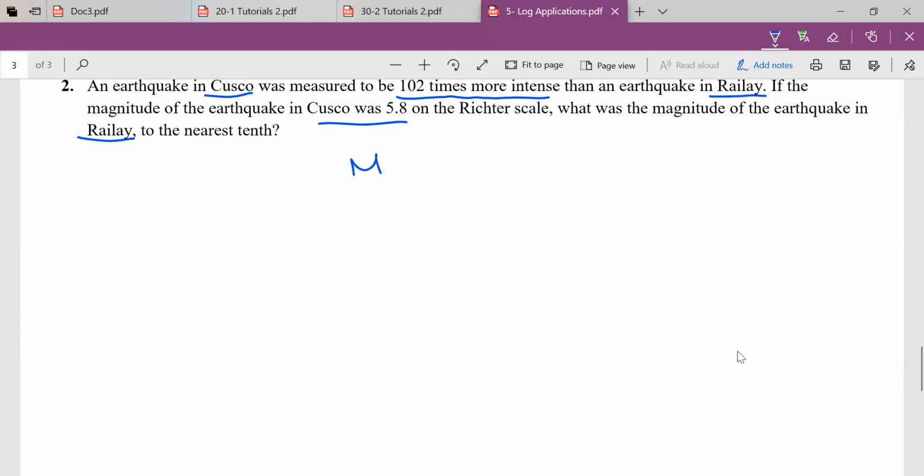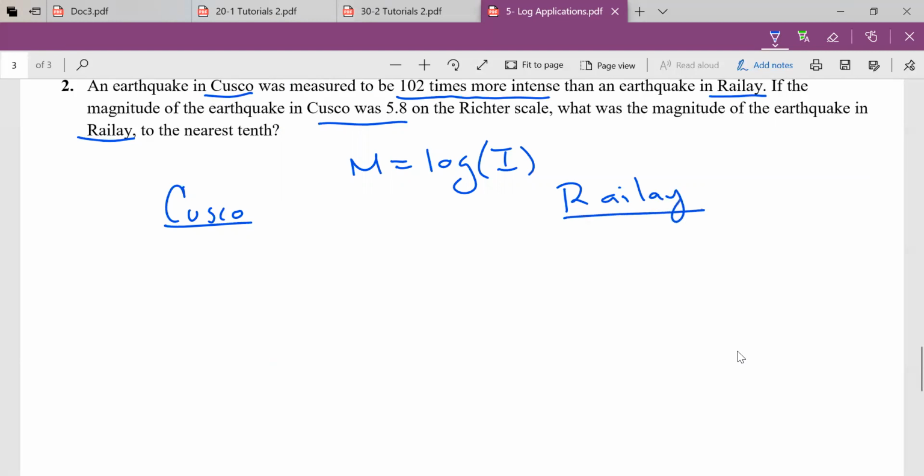So the formula would always be given to you. It looks like that. What do I have? Well, I don't know what I'm doing. Story of my life. But I've got two earthquakes. I've got Cusco and I've got Railay. So let's see what we can do. It says the earthquake magnitude in Cusco was 5.8. Okay, so that's that. Sub it in. The magnitude of the earthquake in Railay, I don't know. That's what I'm trying to find. Maybe let's call that x, right? That's what we're trying to find.